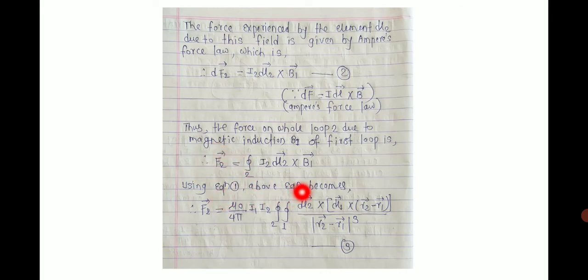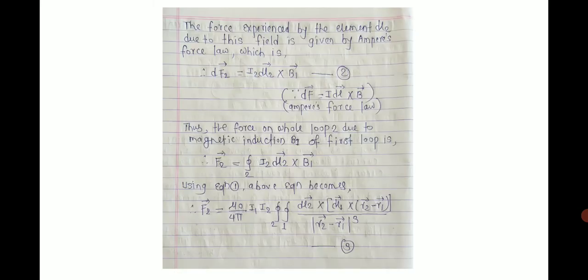Using equation 1 above, this equation F2 is equal to integration I2 dl2 cross, we put the value of B1, which is equation number 1, mu naught upon 4 pi I1 integration dl1 cross (R2 minus R1) divided by mod of (R2 minus R1) cube. By using equation 1, this equation becomes F2 is equal to mu naught upon 4 pi I1 I2, integration 2 integration 1, dl2 cross in bracket dl1 cross (R2 minus R1) divided by mod of (R2 minus R1) cube, equation number 3. This is the force F2, the force on the whole loop due to the magnetic induction B1.